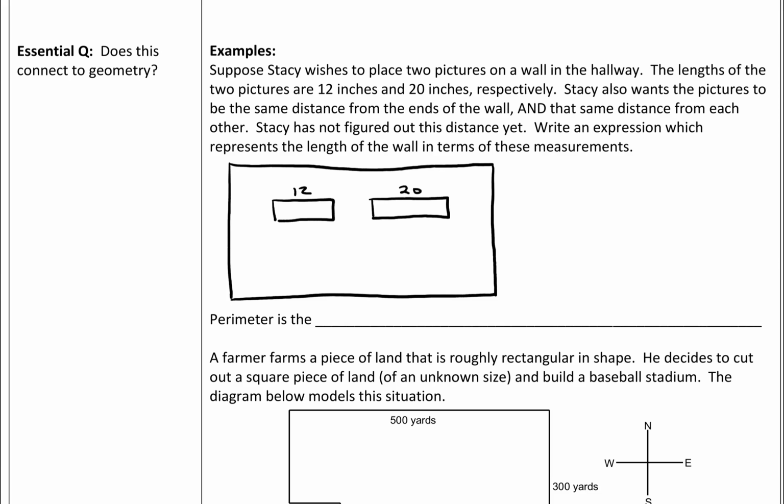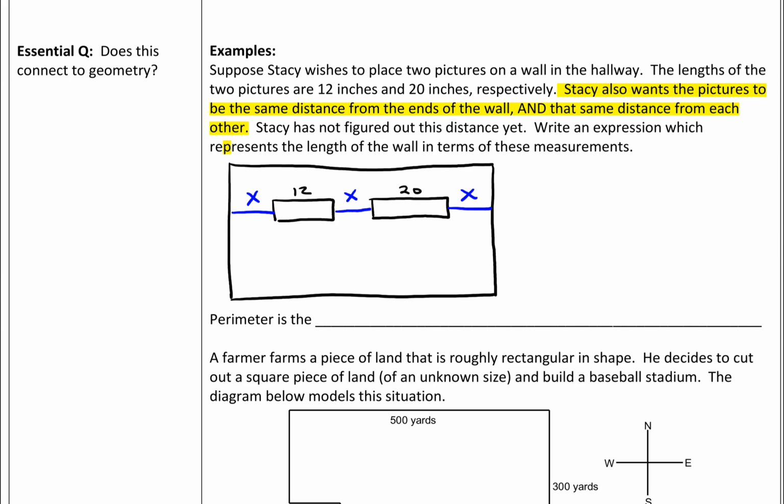Well, some things to consider is that Stacy wants the pictures to be the same distance from the ends of the wall and the same distance from each other. So think same distance. This space right here, this space here, and this space here are going to be the same. Well, think about this. We don't know what that distance is, and when we don't know something in math, we usually give it a variable. So we'll call this distance x, and since they're all x, we'll call them all x.